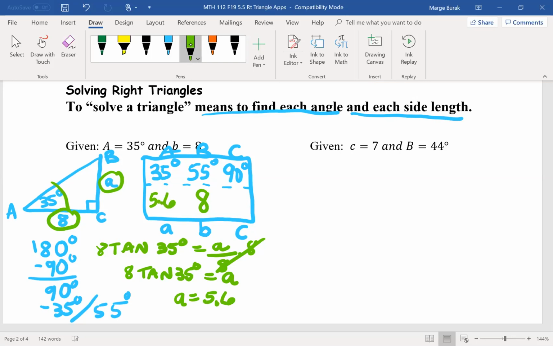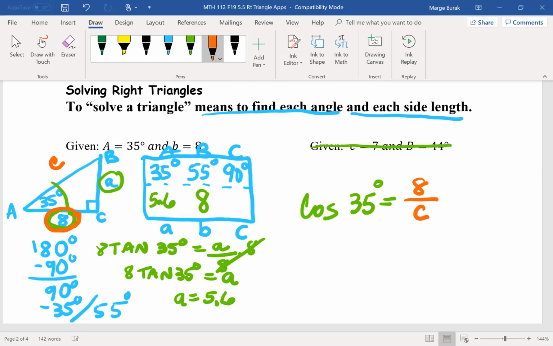And so then to find c, I could either use the Pythagorean theorem, a squared plus b squared equals c squared, or I could just do cosine of 35 degrees equals adjacent over hypotenuse. I'm going to go ahead and do red, and that will give me my c. So the cosine is 8 over c, times both sides by c. So I'm going to have c times the cosine of 35 degrees equals 8.